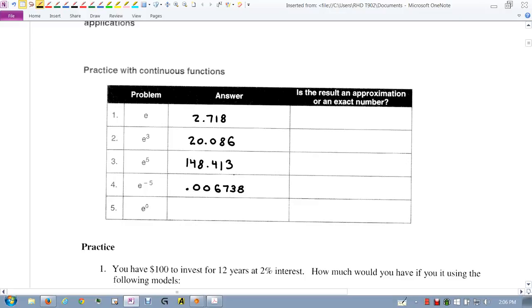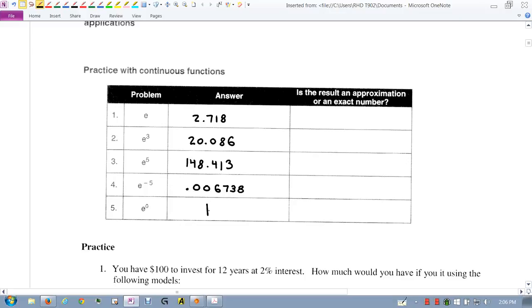Anyone have trouble getting the e to the negative 5? You got a different answer. Okay, I need to see how you typed it in. Yeah, that e at the end moved the decimal. Same thing with yours. So remember what this means. It means move that decimal 1, 2, 3 places. You got it? You understand? Okay. Anyone else? What's e to the 0? 1. Was that your answer, or are you raising your hand? Okay, all right.